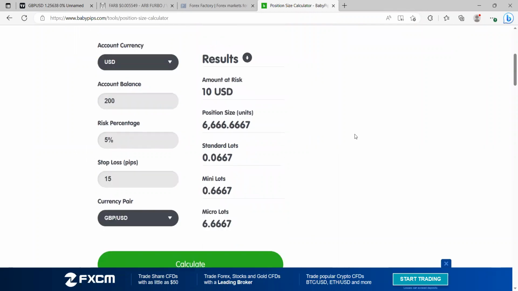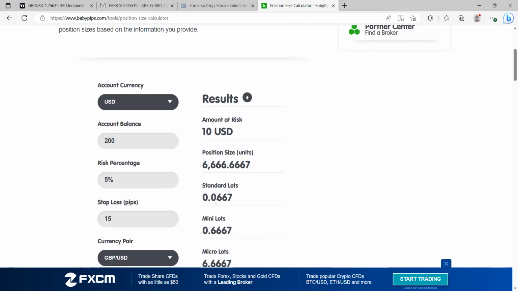When you calculate it, your lot size will be 0.066, so you can just approximate it to 0.07, right? For your 15 pip stop loss, you are risking $10. You are risking how much now? $10 on that trade. All right, you are risking $10 on that trade.